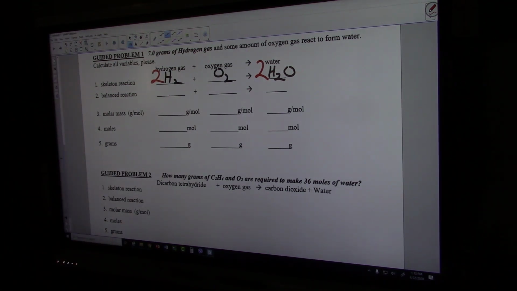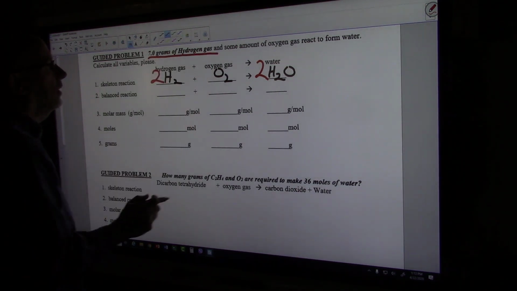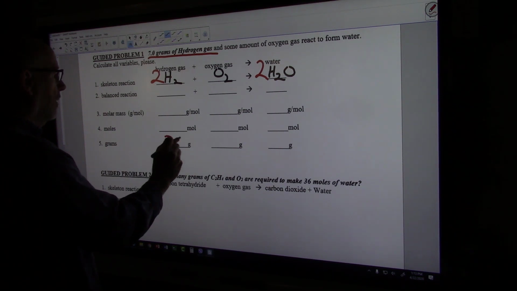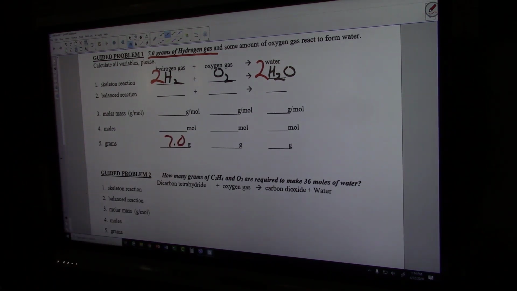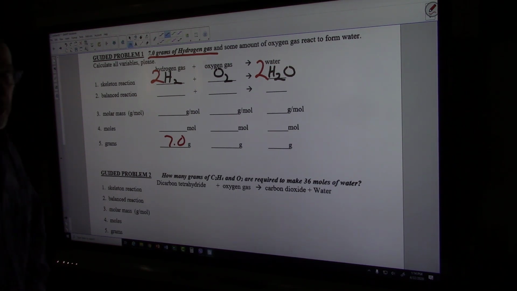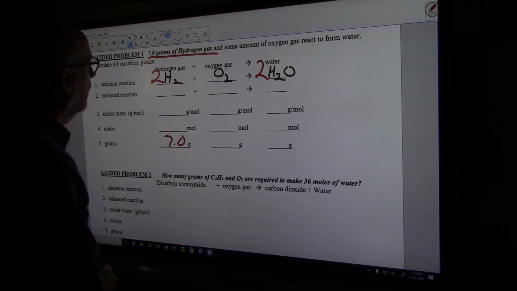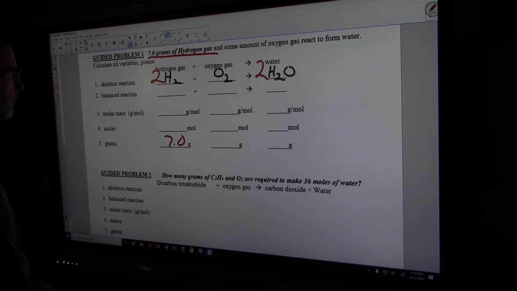So that's balanced. Well, let's see. The question says 7 grams of hydrogen gas. Where does that go? 7.0 grams, 2 sig figs. Some amount of oxygen gas react to form water. Calculate all variables. So I've got to get everything in here figured out. All right, I can do that.